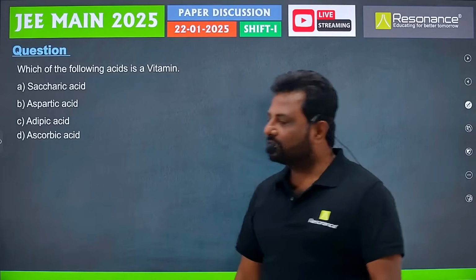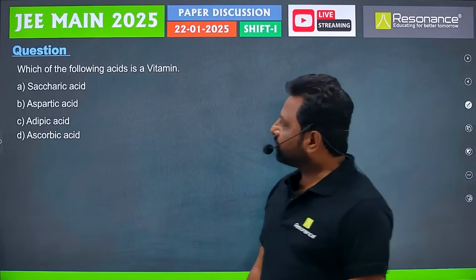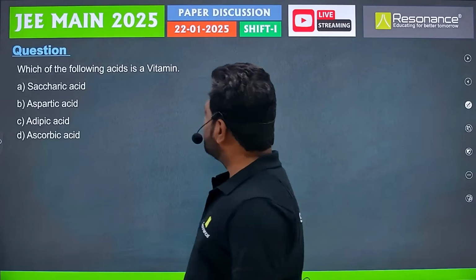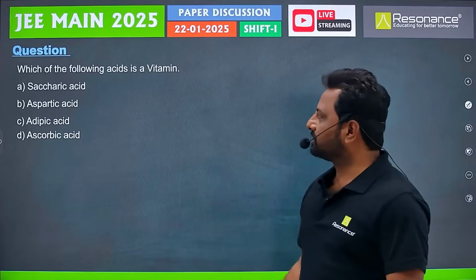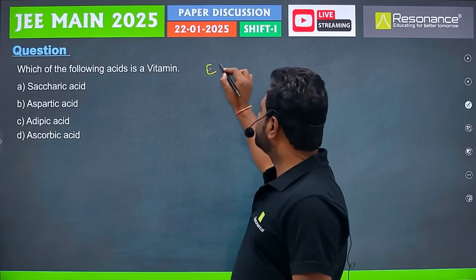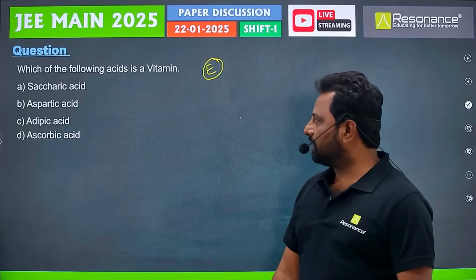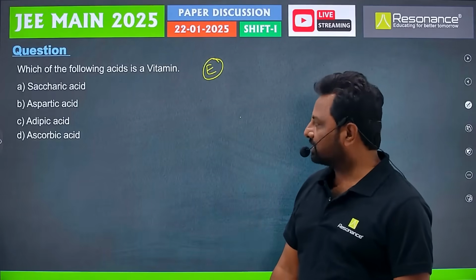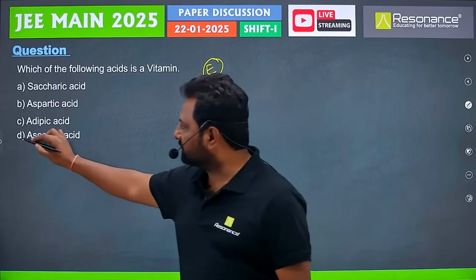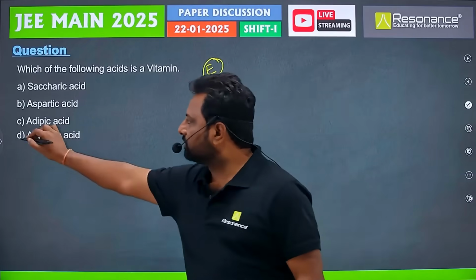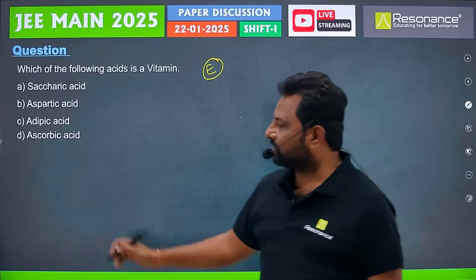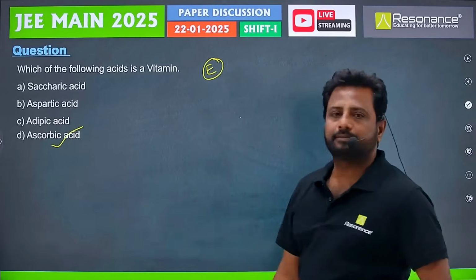After that, Srinivas sir's continuation. Question: which of the following acids is a vitamin? This is one of the easiest questions. Saccharic acid, aspartic acid, adipic acid, and ascorbic acid. Ascorbic acid is vitamin C, so it is the answer. So the answer is D.